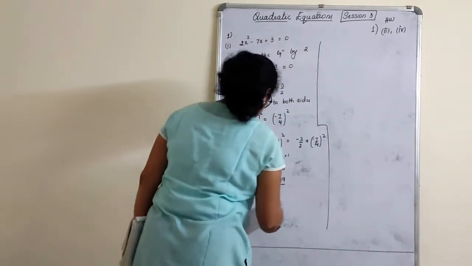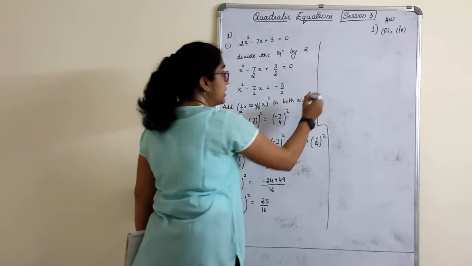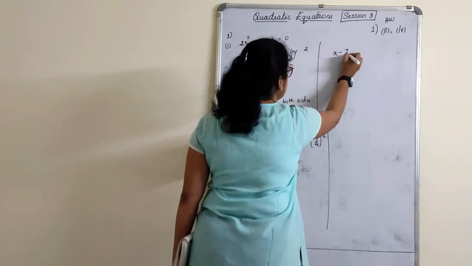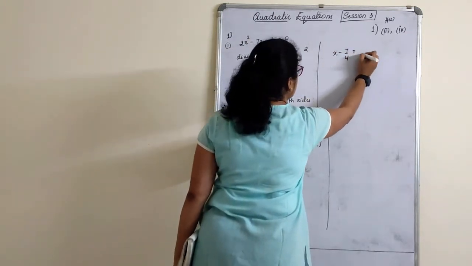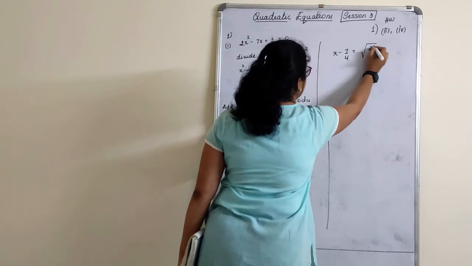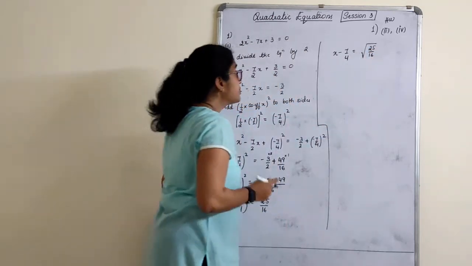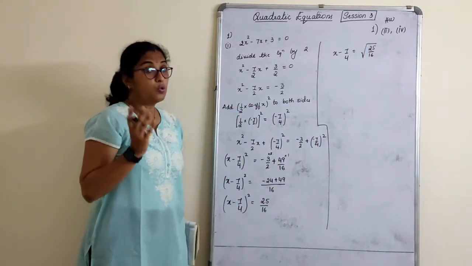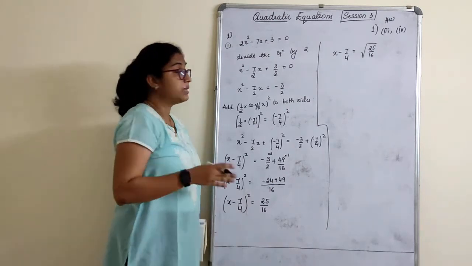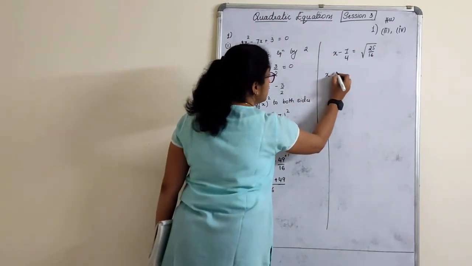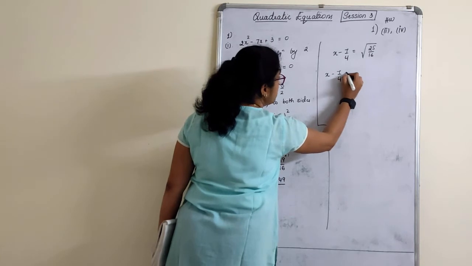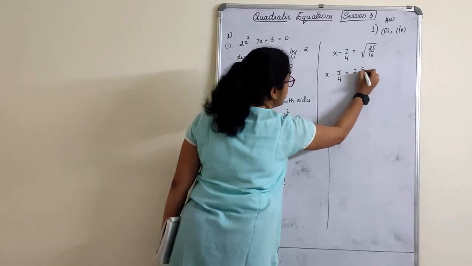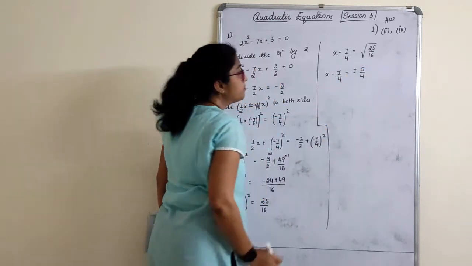Now the square transposes to the other side. x minus 7 by 4 is equal to square root of 25 by 16. A square root always has two types of answer, one is plus and one is minus. So x minus 7 by 4 is equal to plus or minus 5 by 4.